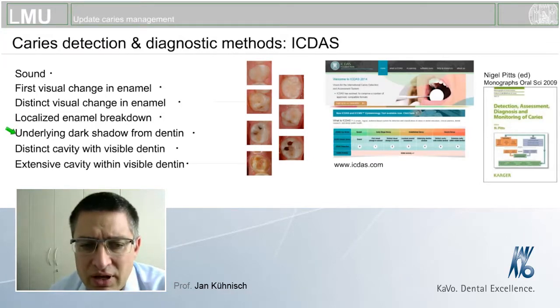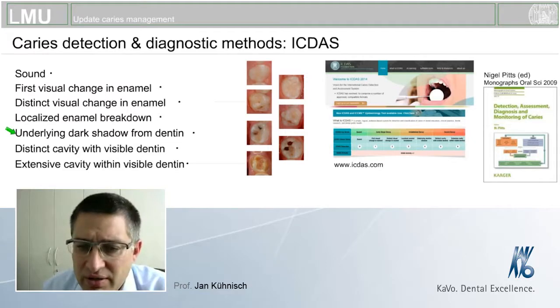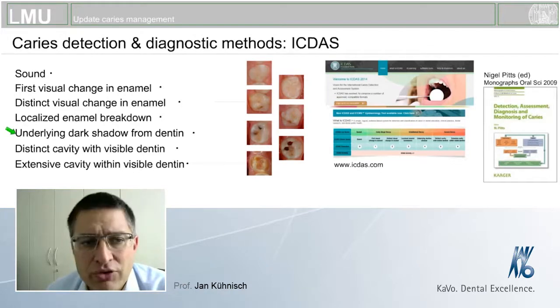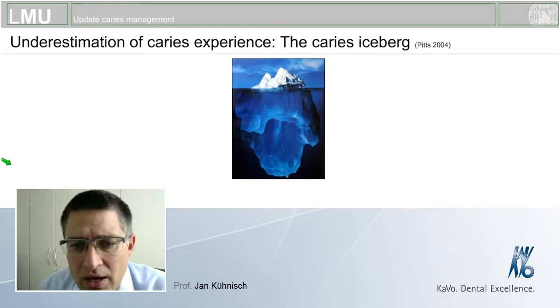Furthermore, the underlying dark shadow from dentin is frequently linked with a progressed dentine caries lesion. It means these stages we can assess clinically, and this should be done day by day, and we are doing this. For those who are much more interested in this system, I would like to refer to the ICDAS website as well as to the book which was written by Nigel Pitts some years ago. I would like to illustrate this a little bit with the caries iceberg.